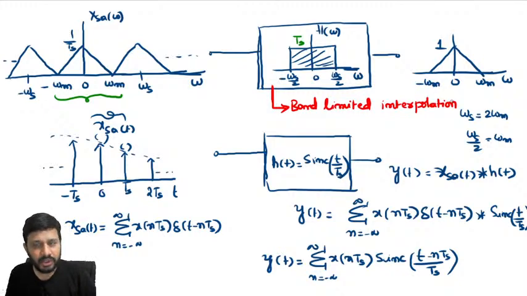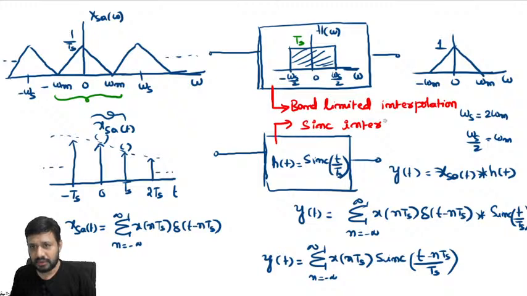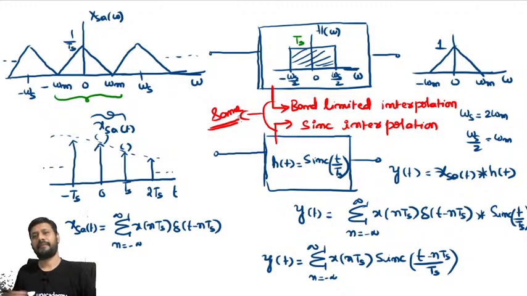Remember, if anybody asks you what is band limited interpolation, it means after sampling we pass the sampled signal through a low pass filter. As a low pass filter is limited in band, meaning limited in frequency, it is known as band limited interpolation. And as we are going to have a sinc pulse in time domain, it is also known as sinc interpolation. Both are same. Band limited interpolation or sinc interpolation are same.